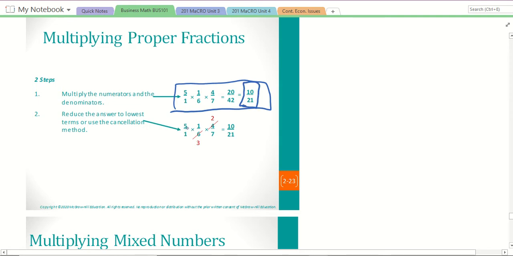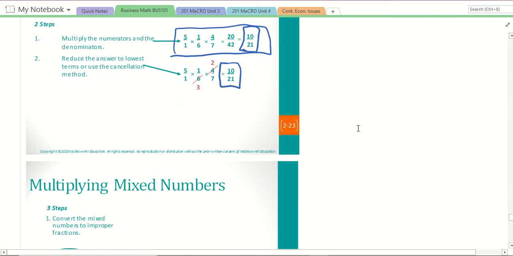So you want to start crisscrossing, looking across to see if anything can go into one another. We know that 2 can go into 6 and 4, so we'll reduce those down. And then we can multiply, and this way we reduce it before we multiply, and we come up with 10 21sts. So that's pretty simple and straightforward.